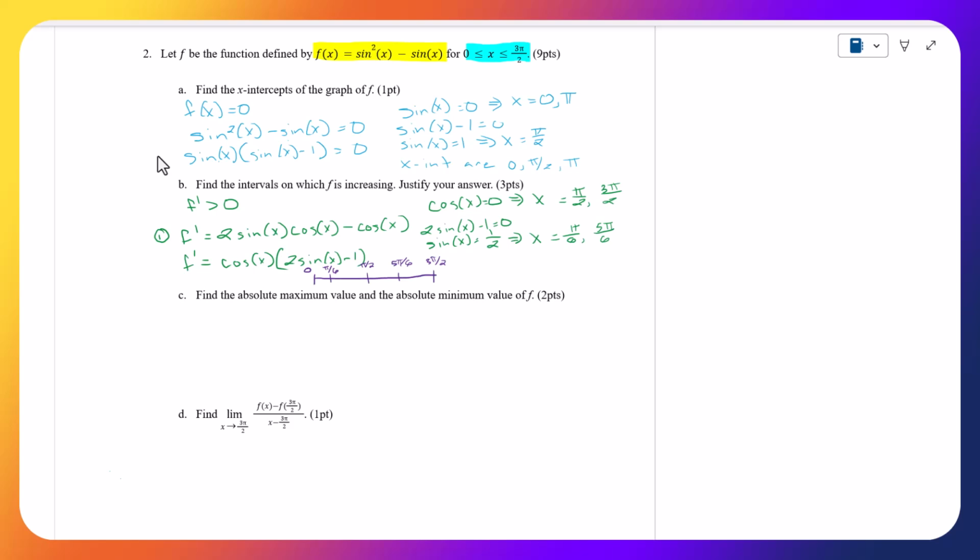All right, if I'm looking from 0 to pi over 6, I'm just going to choose 0 because if we notice, 0 is not a critical point, and it is to the left of pi over 6. Pi over 6 is my critical point. So I'm going to plug in 0. Cosine of 0 is just 1. Sine of 0 is 0, so this is going to end up being 2 times 0 minus 1, which is just negative 1. 1 times negative 1. This first interval is going to be negative.